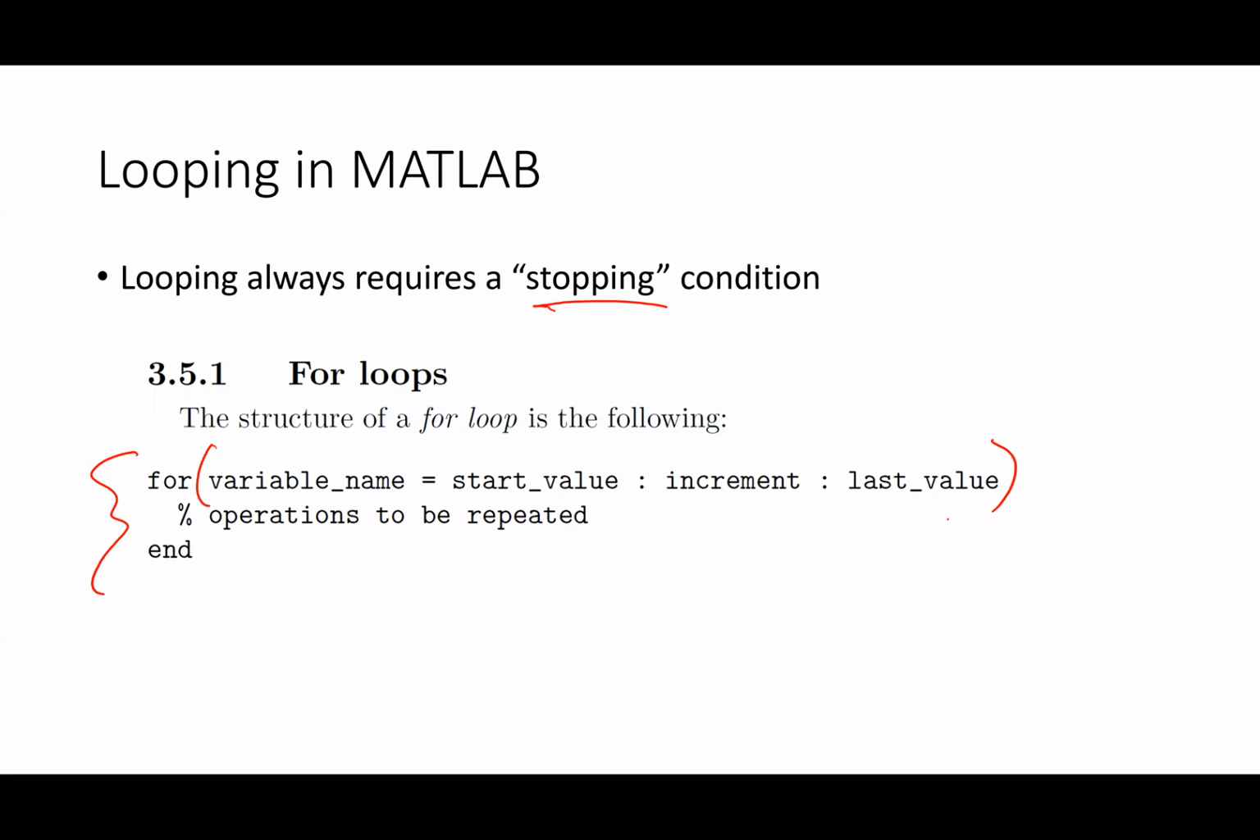Where it basically says, all right, for a particular variable name equal to some start value up to some last value, do the following operation, okay? Just like you would do in C, okay? Not really any different, just the syntax is a little bit different, but it's doing exactly the same thing you would do in C.